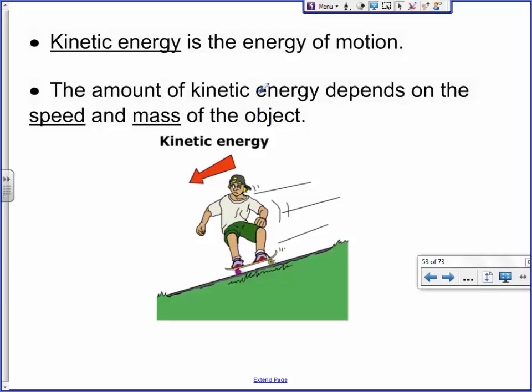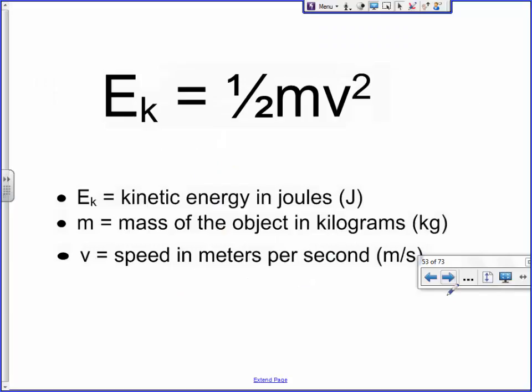I pulled the slingshot back. So I did work to pull the slingshot back. It has potential energy, right? As I let go of the slingshot, that potential energy is going to turn into kinetic energy as the thing moves. That makes sense. So it just depends on how fast it's moving, and again, how heavy it is. That's the kinetic energy formula.